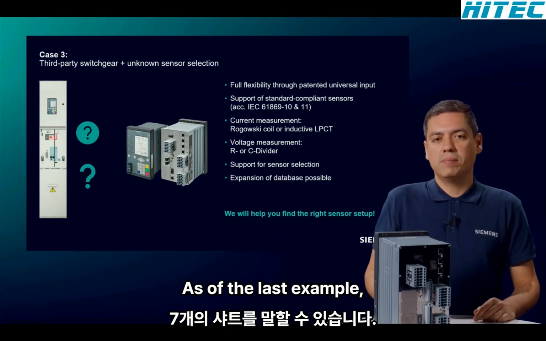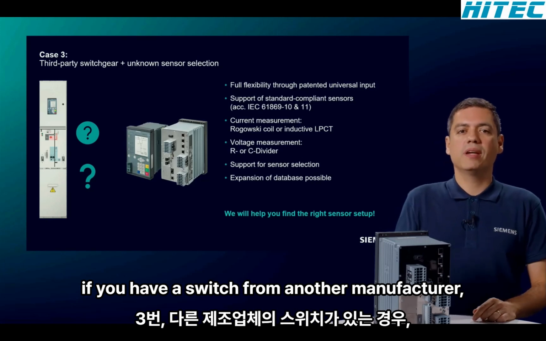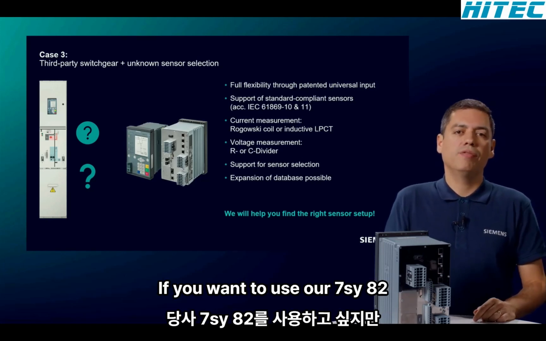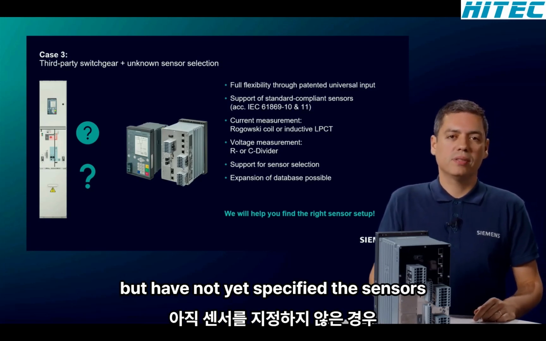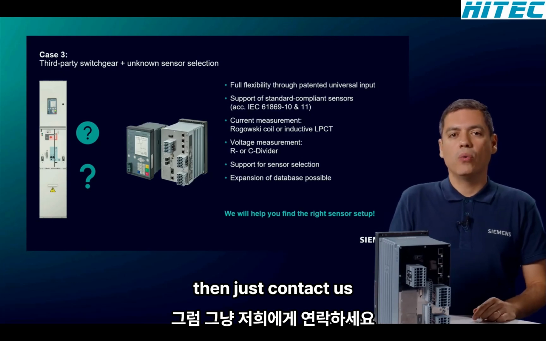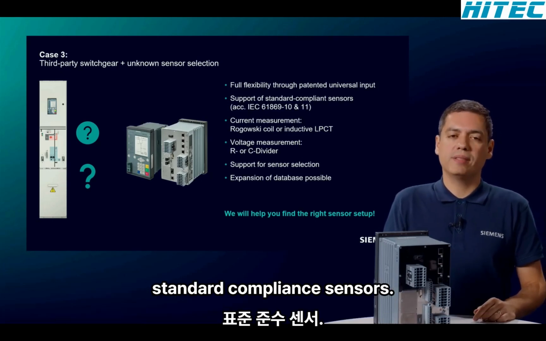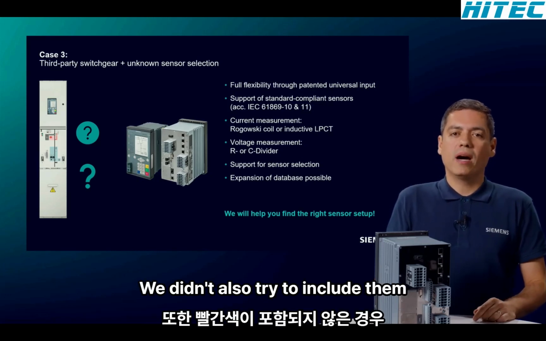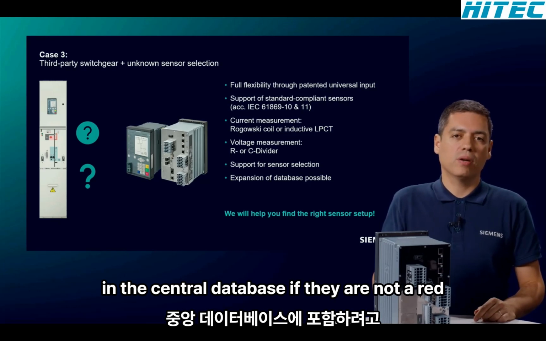As the last example, let's look at case number 3. If you have a switchgear from another manufacturer, and you want to use our 7SY82 but have not yet specified the sensors, then just contact us. We are happy to support you in selecting the right standard compliant sensors. We then also try to include them in the sensor database if they are not already included.